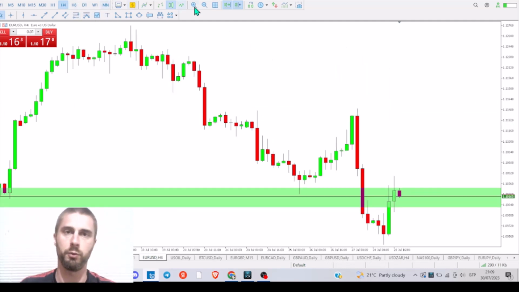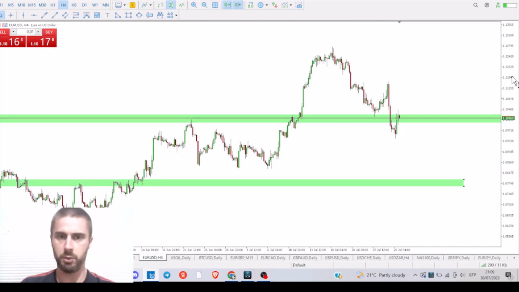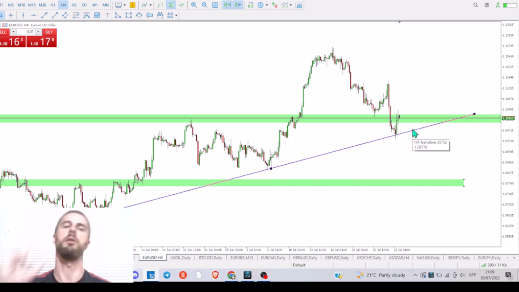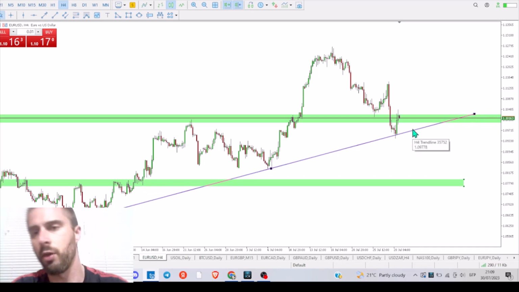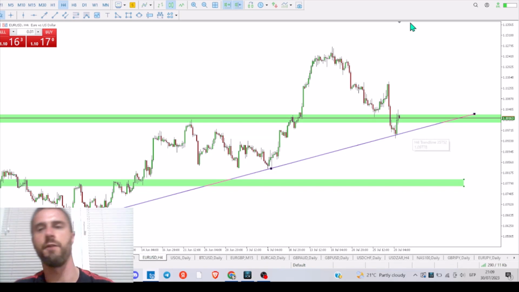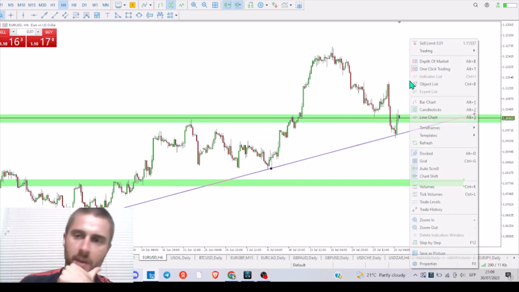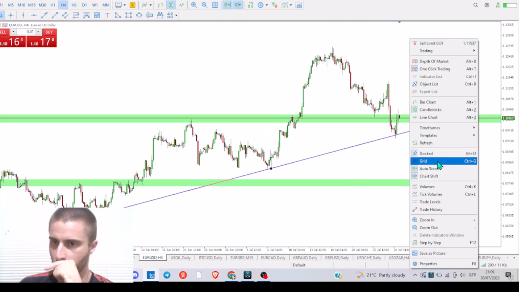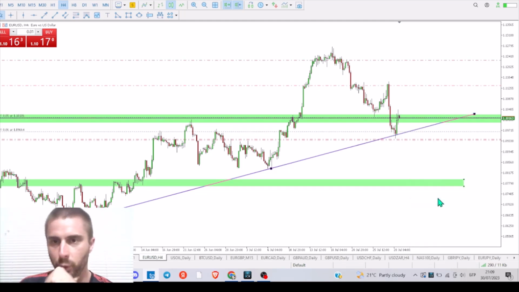So let's go to the 4-hour chart, zoom it out a little bit, let's draw the trend line, and okay, we have a fourth touch on the very same trend line. So we can expect a further bullish continuation. I have two targets on this trade. Let me show you trade levels.